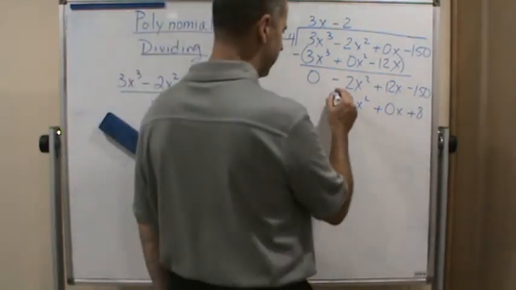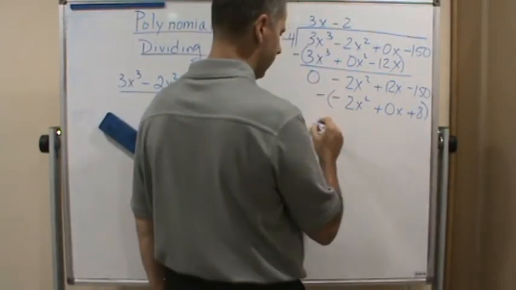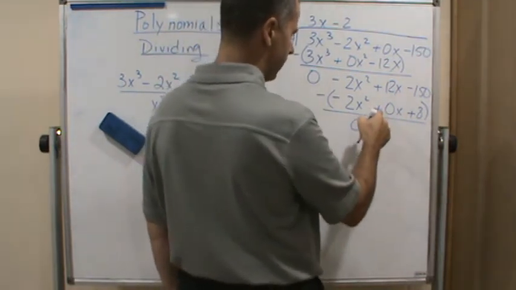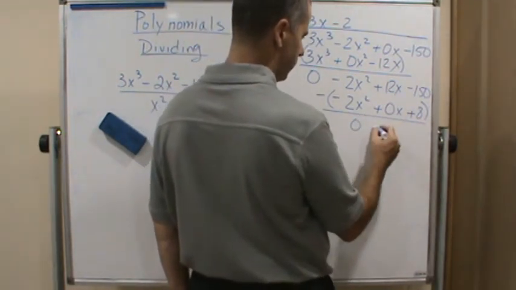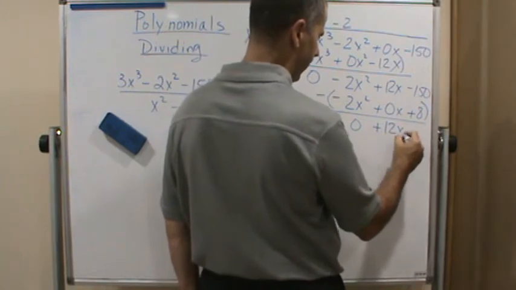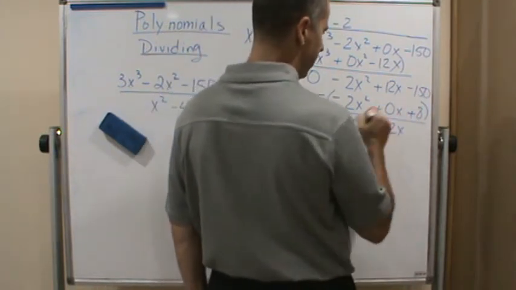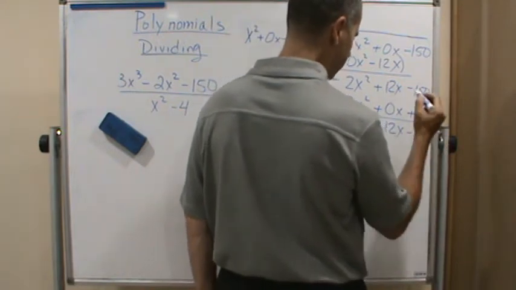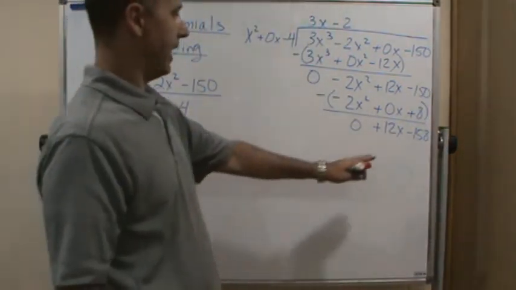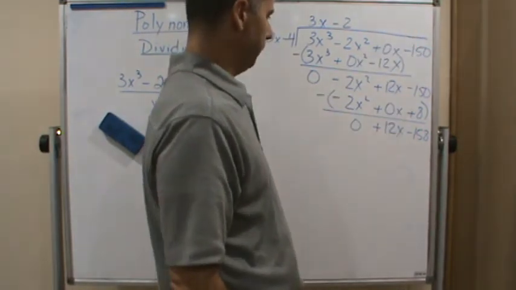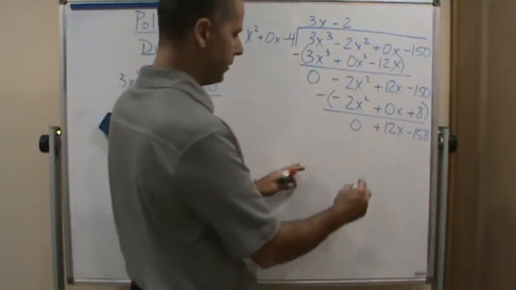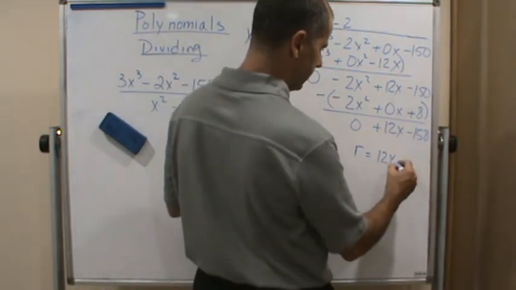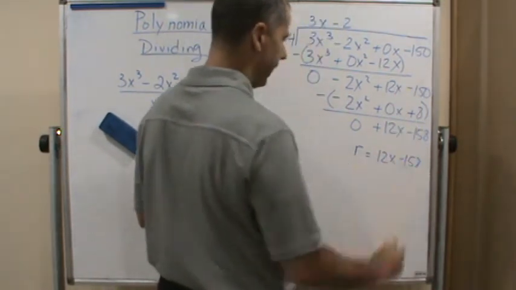And now I'm going to subtract the whole thing. And now this is going to drop out to 0. This is going to become negative, but it doesn't matter, it's 0. So this is going to be plus 12x. And this is going to become negative, so it's going to be a negative 158. So minus 158. Now I've reached the end. So I'm done. So now I've got my remainder. So the remainder R, let's say, is 12x minus 158.